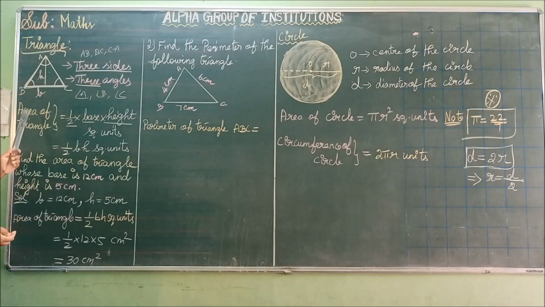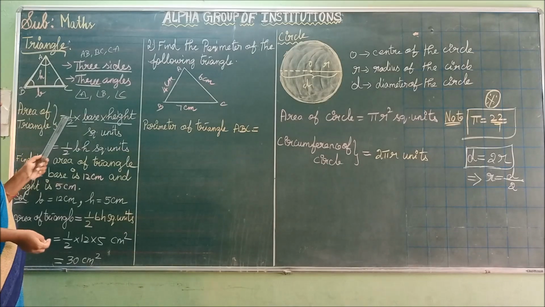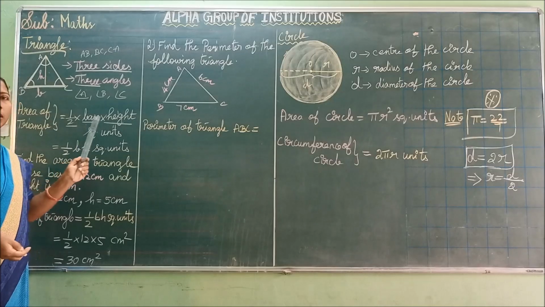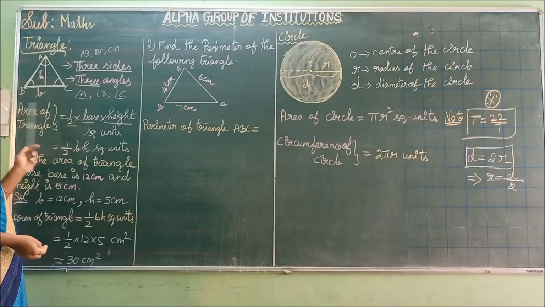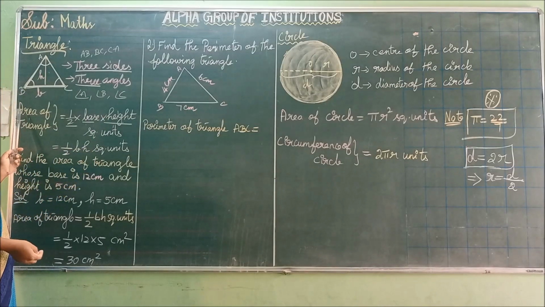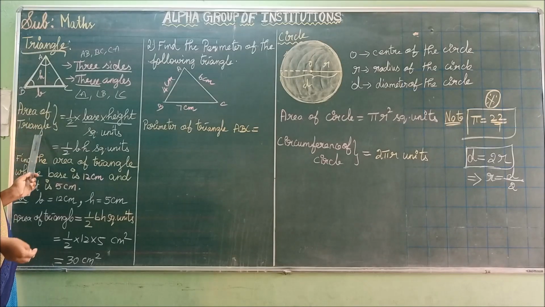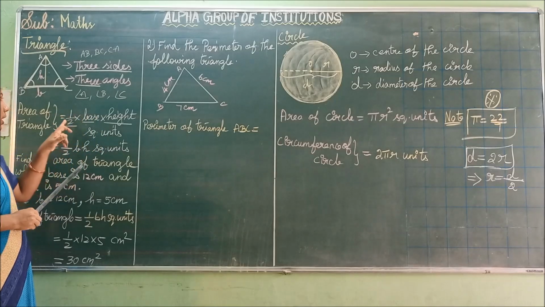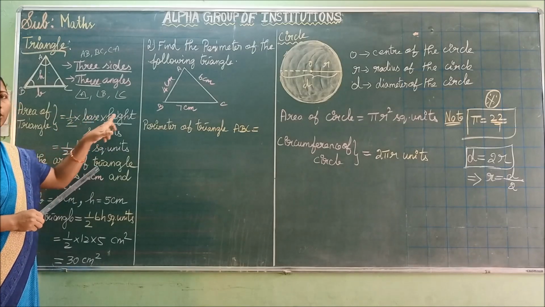Now we are going to write the formula for calculating the area of a triangle. Area of triangle equal to half into base into height. You just remember this formula. You can study how we derive this formula in your higher class. Okay. Half into base into height.